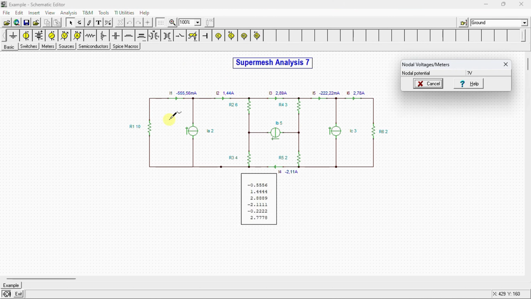We can see here that I1 is equal to negative 555.56 milliamps, which is almost the same value we obtained by calculation. I2 is 144 amps, which is also the same. I3 is 289, which is also almost the same. I5 is negative 222.22 milliamps, which is also the same. And the last one, I6, is 278 amps, which is almost the same. Our results done by calculation are similar to the results we obtained by simulation.